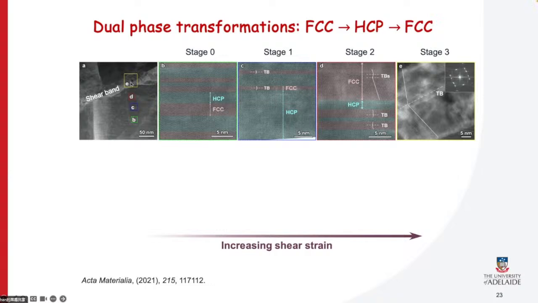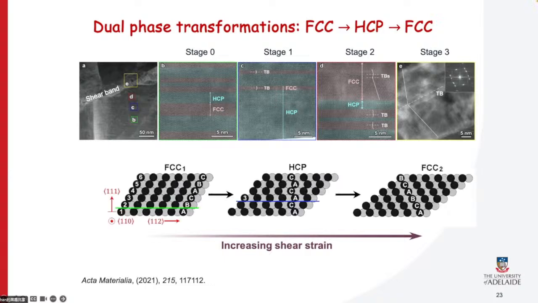If you're close to a shear band, the region has experienced larger shear strain. So we check the phase structure in these four regions. Then we found that the material has experienced the two-step phase transformations, from FCC to HCP and then back to FCC.